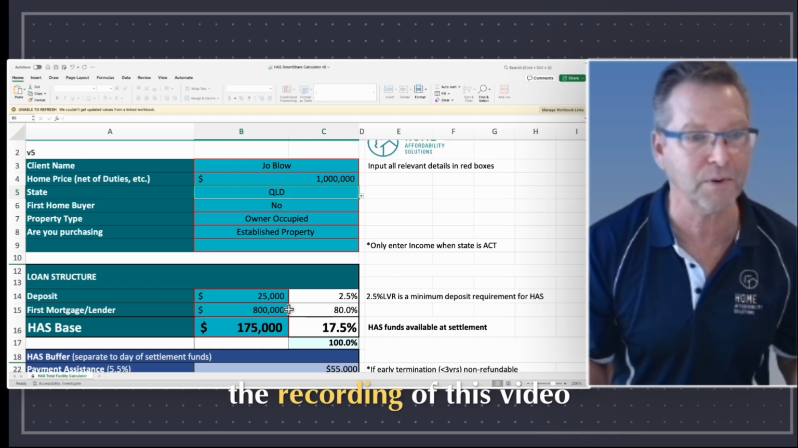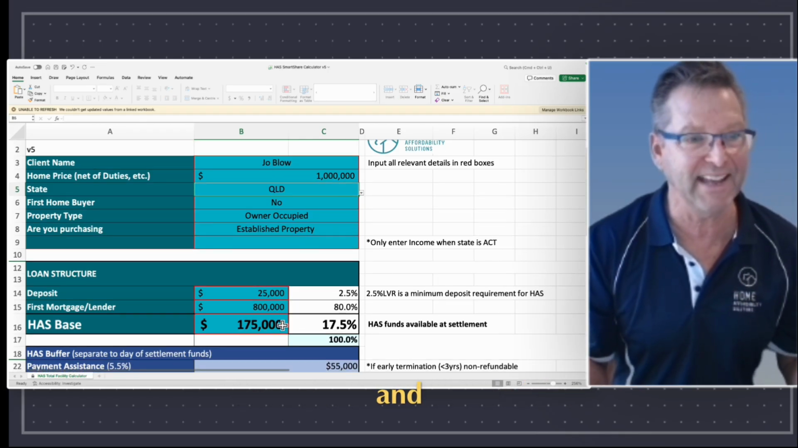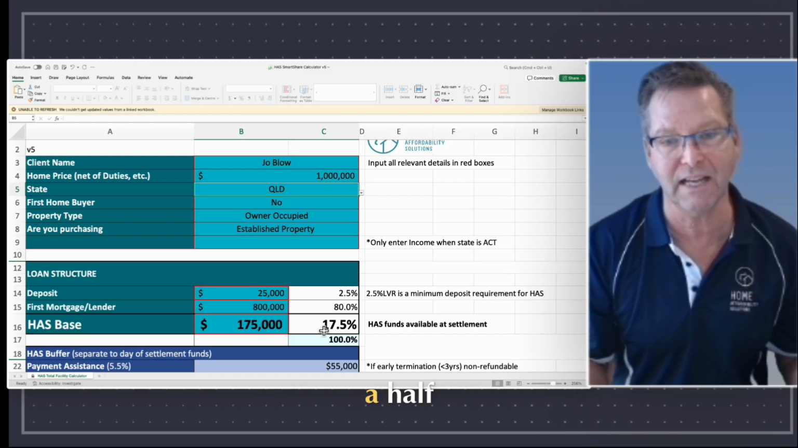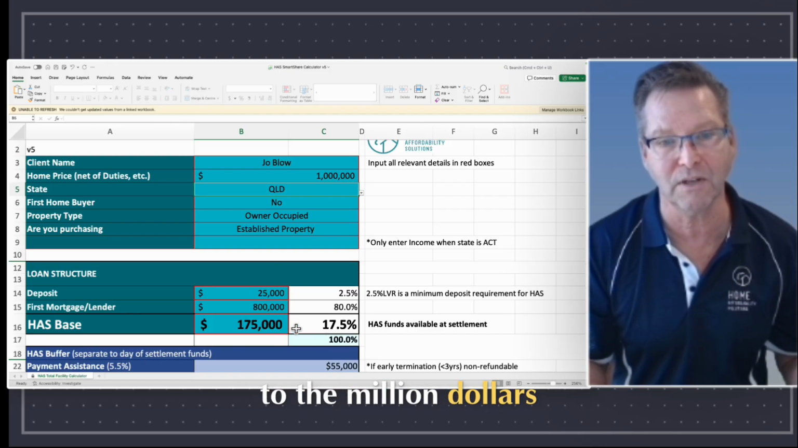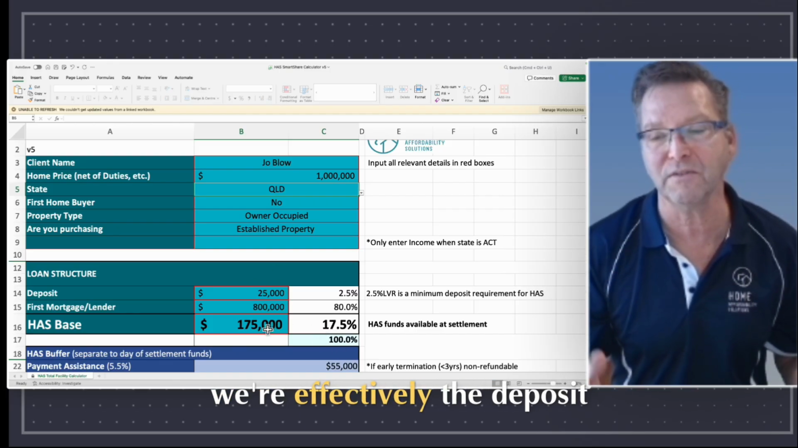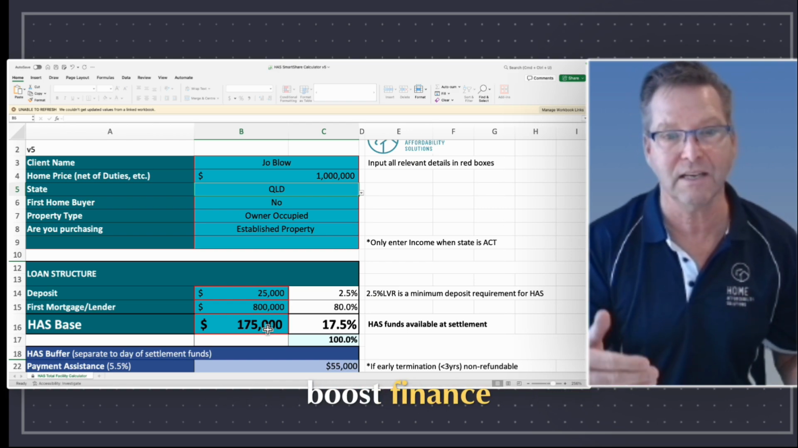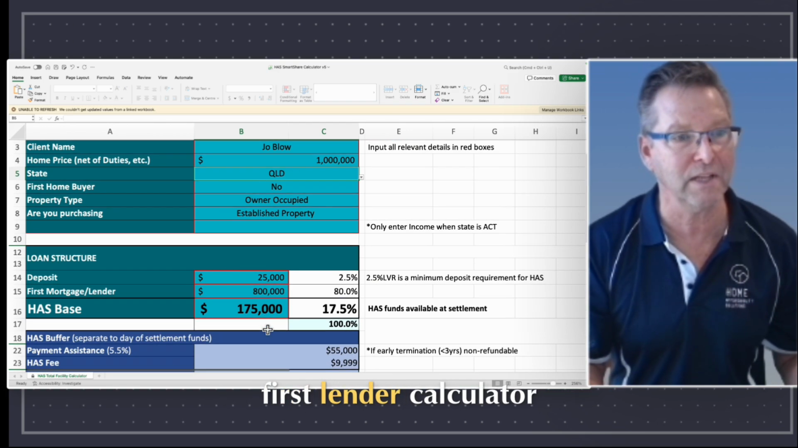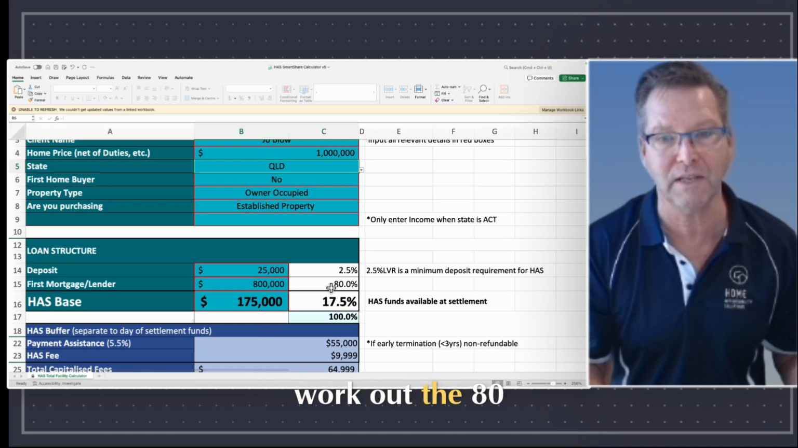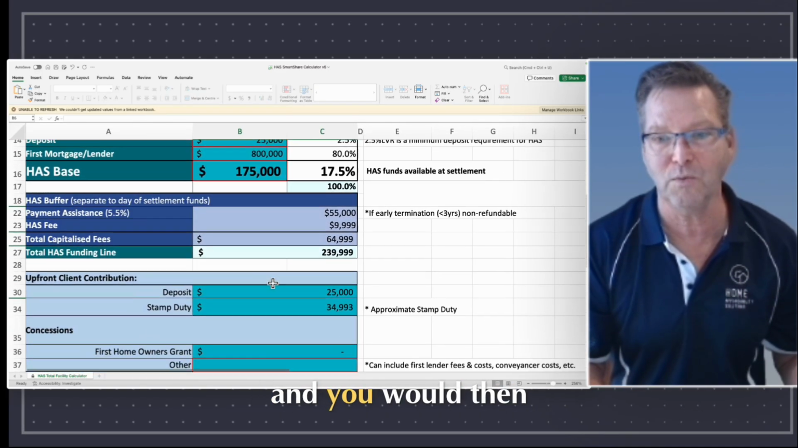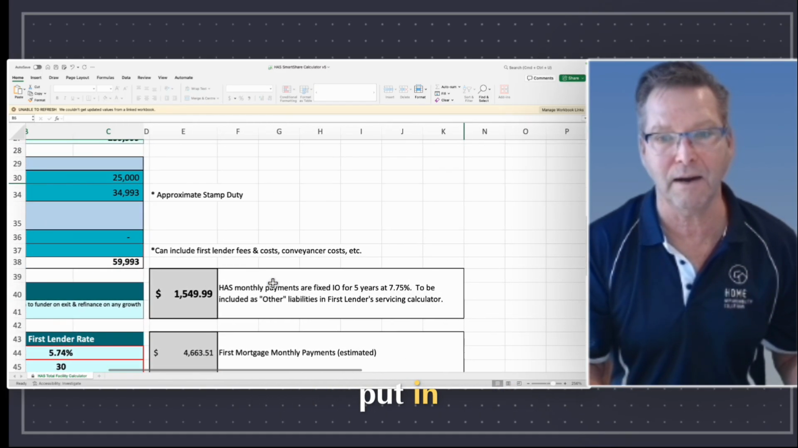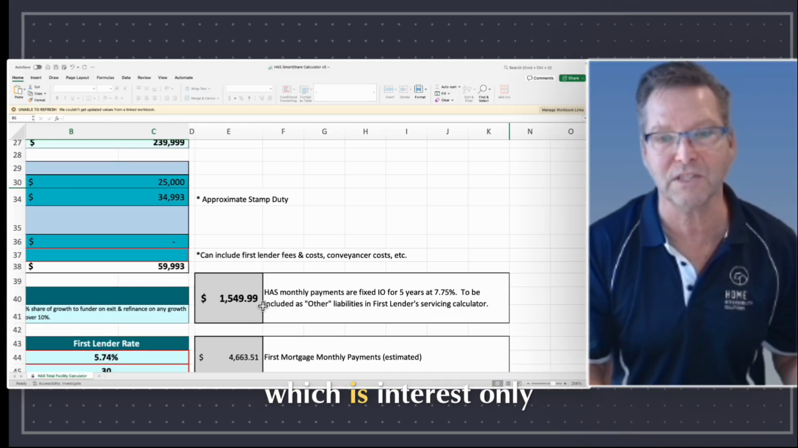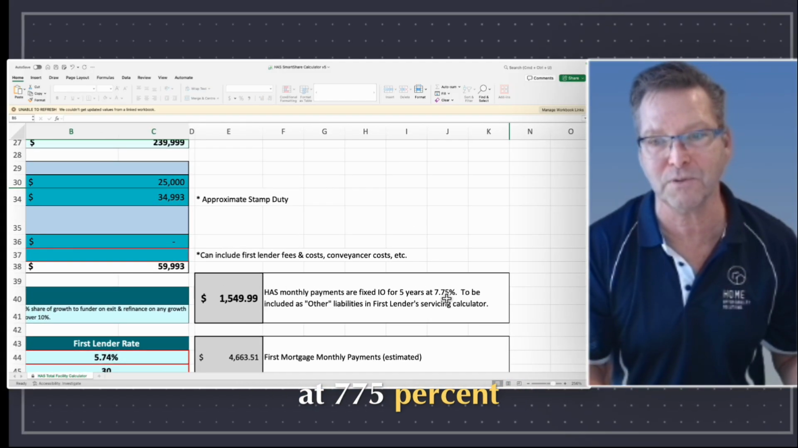as of the recording of this video, and organize a HAS-based facility of 17 and a half percent, which would add up to the $1 million. So we're effectively the deposit boost finance second lender. Now, what you do is you go to your first lender calculator, work out the 80% lending, and you would then put in our payment of $1,549, which is interest only at 7.75%.